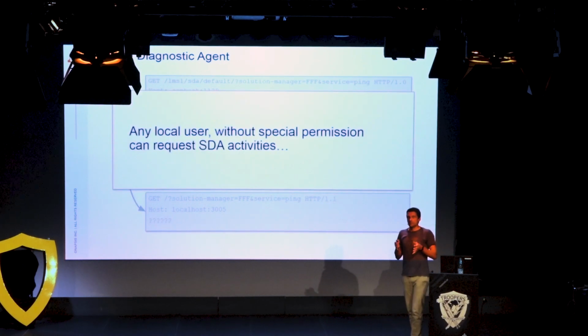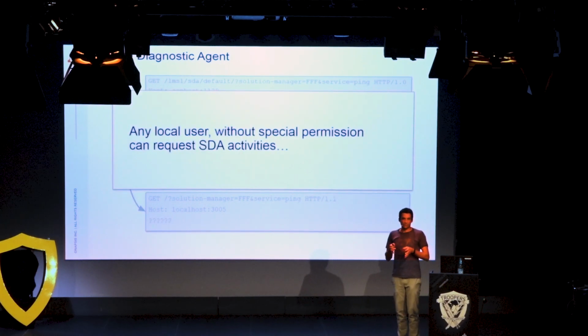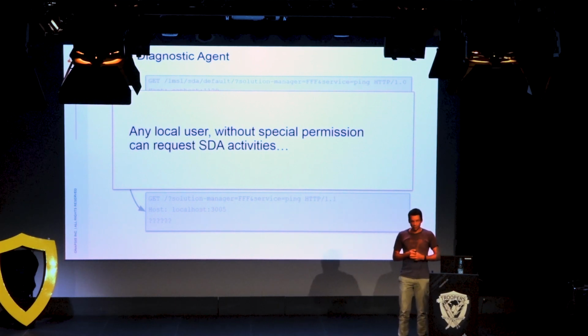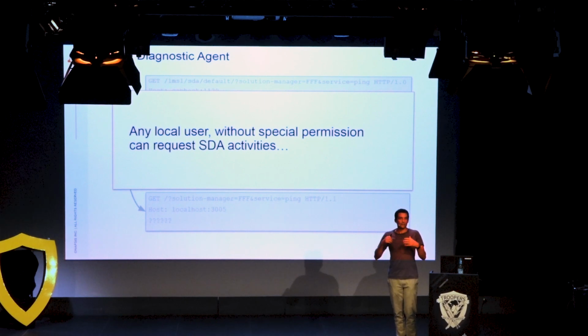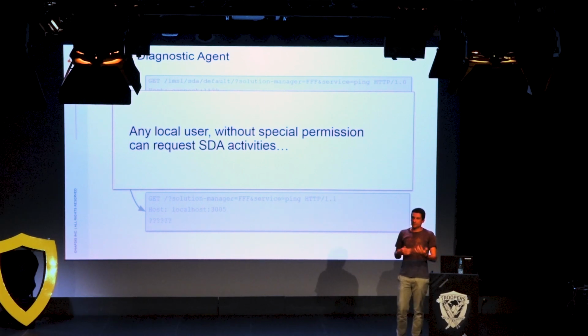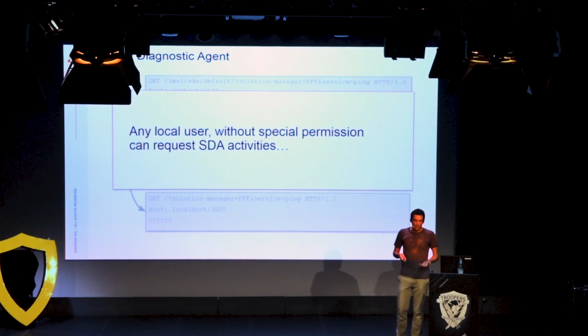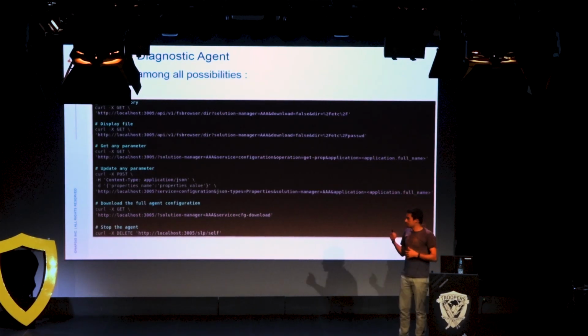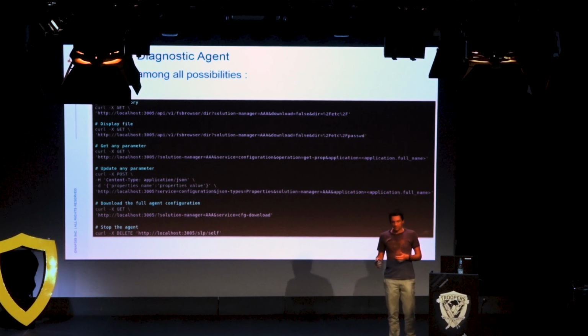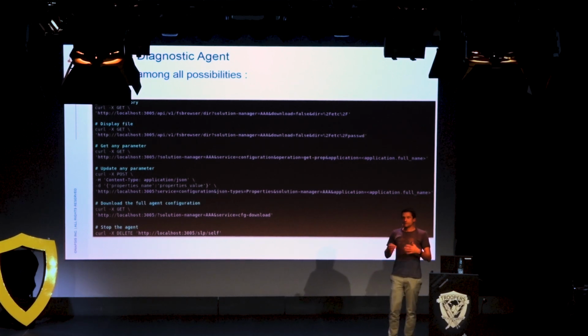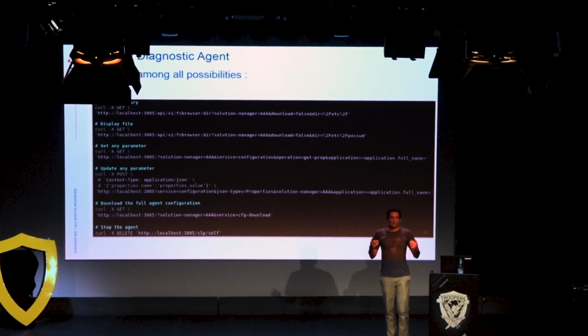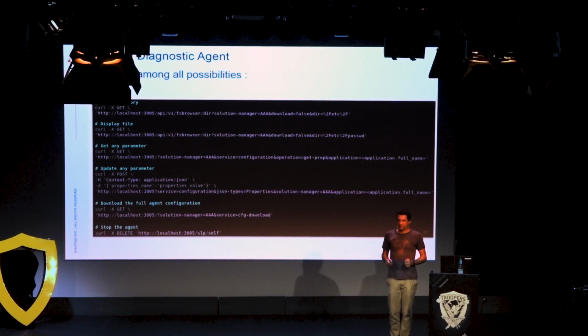It means anyone who can send requests locally and communicate with port 3005 can interact with the agent. And by interact, we mean it's possible to request the agent to do something. This something is done as the SAP ADM user.